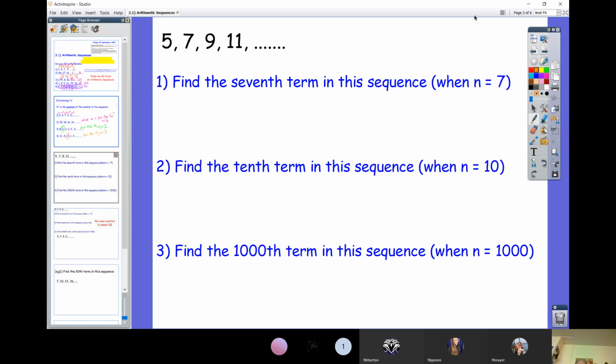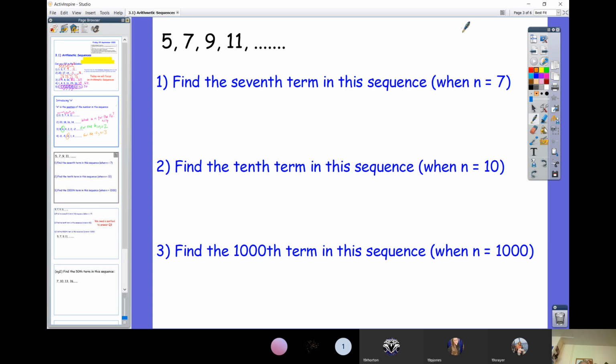Cool. Now, here we go. This is the first question we're going to do. We're going to be looking at the sequence 5, 7, 9, 11. So what's going on with that sequence? Just forget the questions. What's clearly going on with 5, 7, 9, 11? Plus 2 each time.